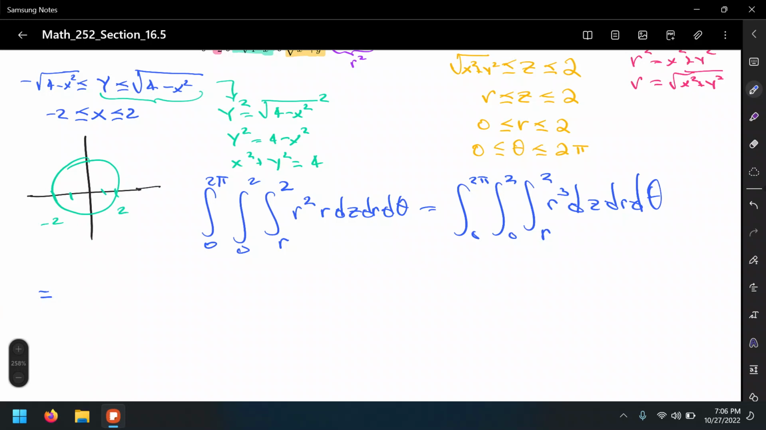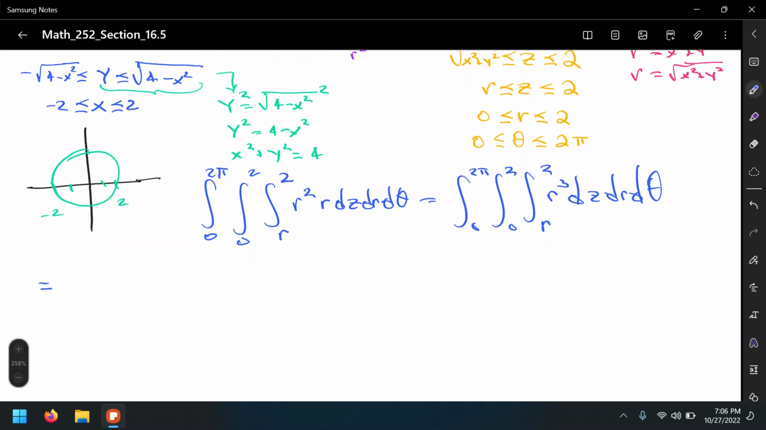All right, and well, first of all, we integrate with respect to z. That means r cubed is constant, so that's going to leave us with the integral from 0 to 2 pi, integral from 0 to 2, and that's r cubed z, and that gets evaluated between r and 2. Don't forget our dr d theta.